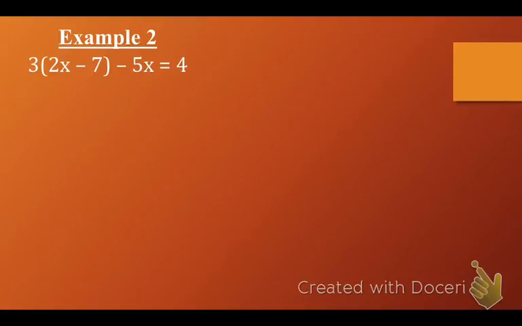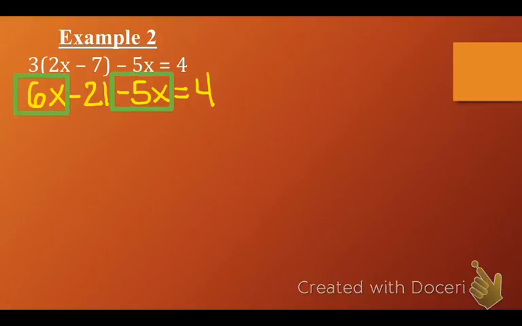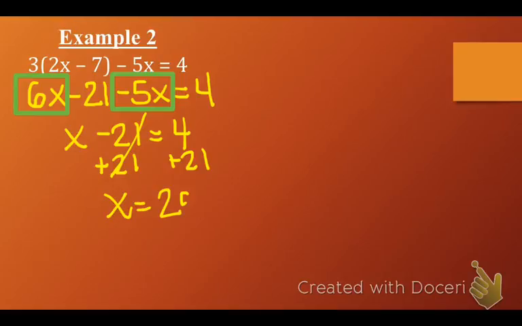All right, this next one, let's just do one more quick problem, followed by how to do an algebraic check. So again, we start by distributing. So I'm going to do 3 times 2x, 6x, minus 21, recopy the minus 5x, equals 4. Next, you want to identify and then combine any like terms. 6x minus 5x would be 1x. Recopy the rest of the equation. And now I need to undo the minus 21, so I add 21 to both sides, which results in x equals 25.